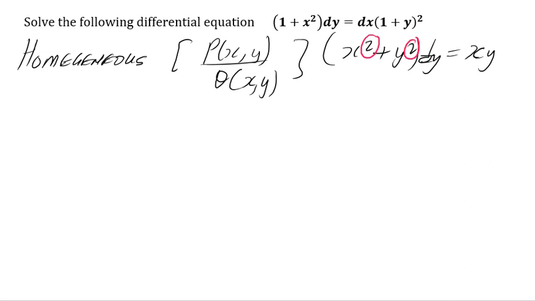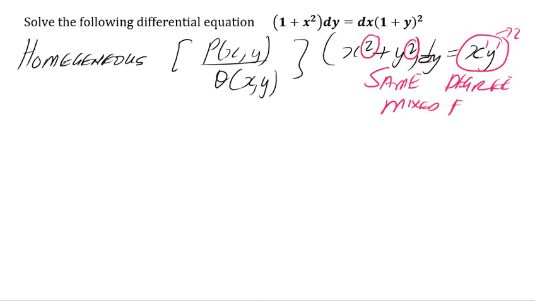The highest degree of exponent is x squared or y squared. Even these ones, they will give you a squared because it's 1 and 1, which is squared. So they must have the same degree. Same degree of exponents, and also they are mixed functions. So they've got x and y. So that's homogeneous.